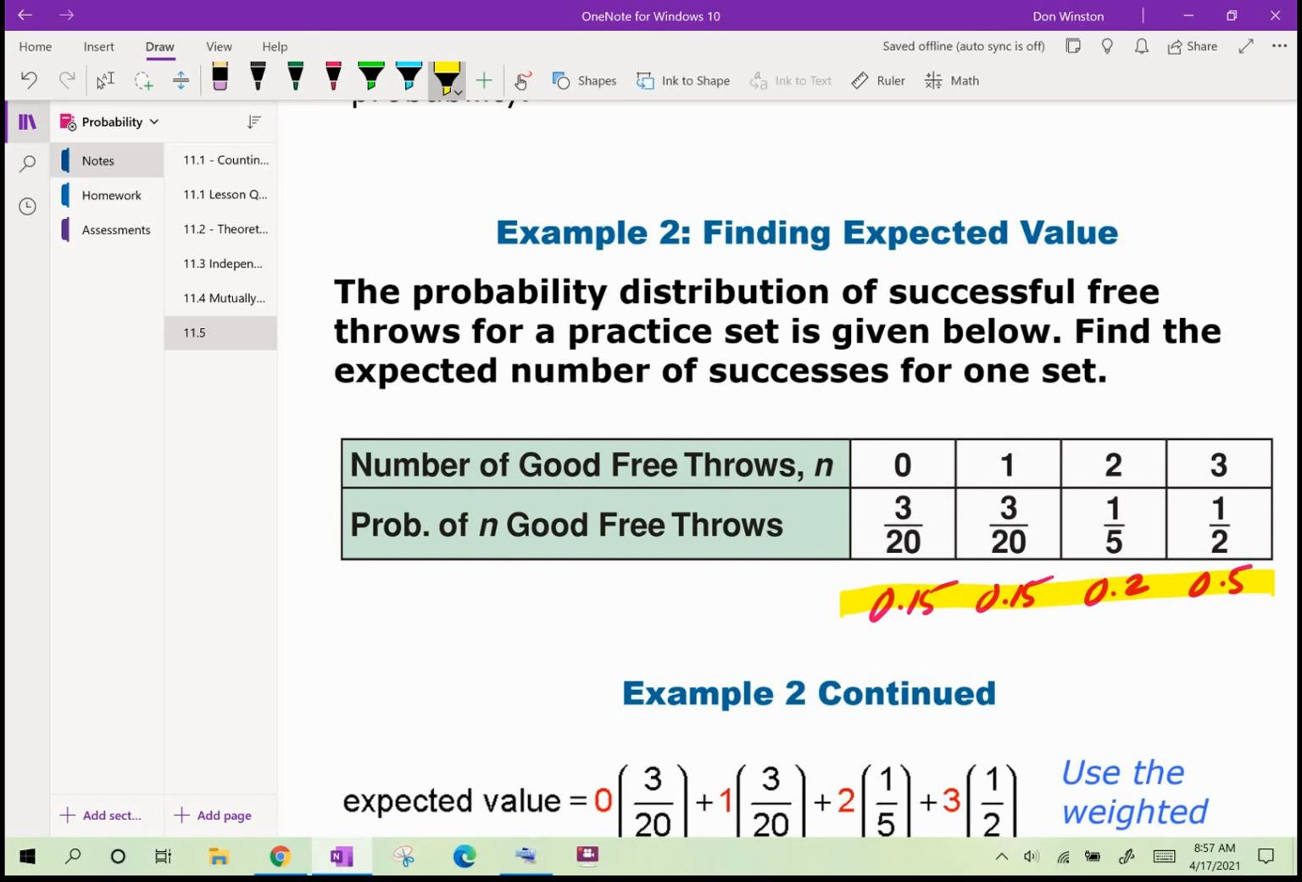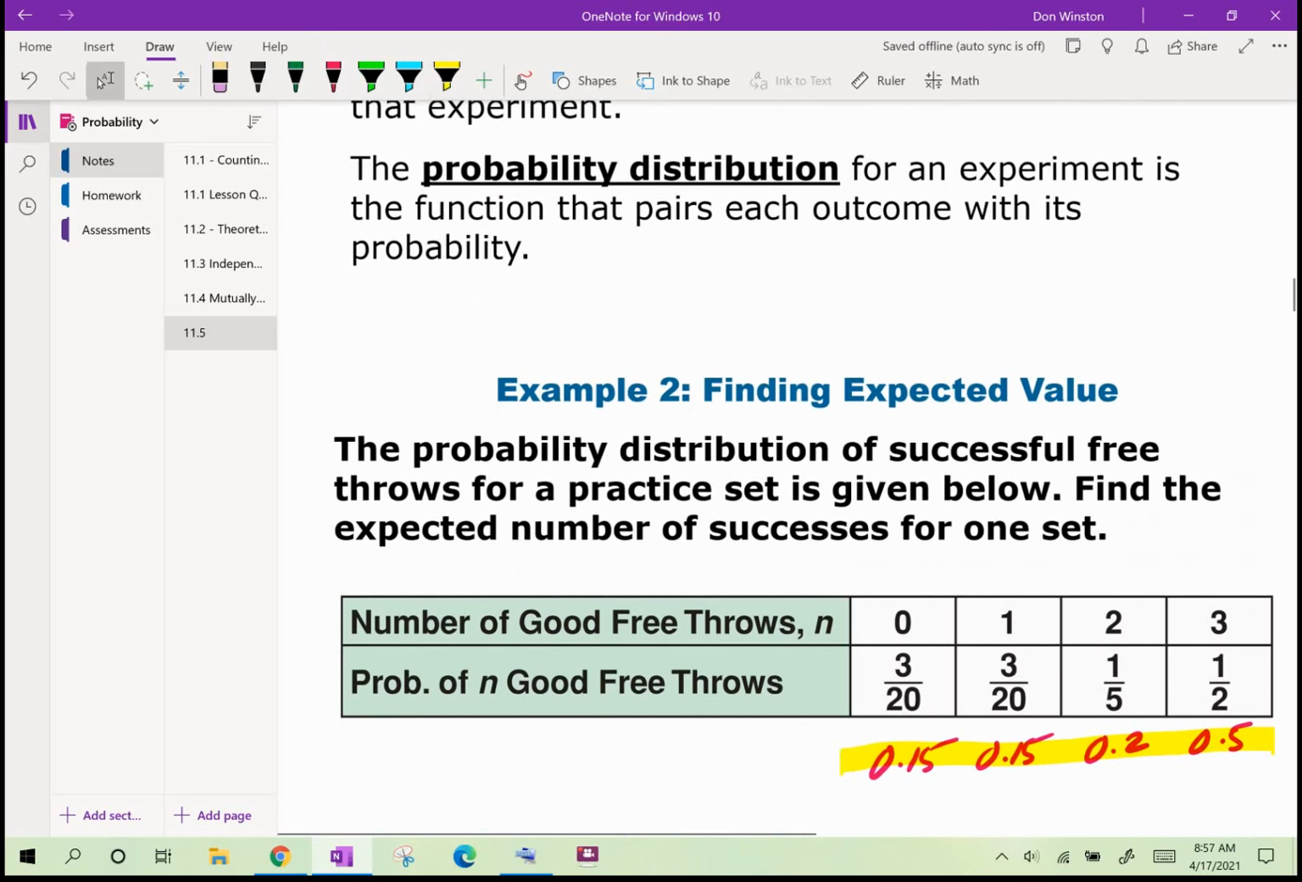Okay? But the probability distribution, to go back, is a function that pairs each outcome of 0 with this probability, 15%. Pairs each outcome 1 with this probability, 15%. Pairs each outcome 2 with this probability, 20%. And then pairs each outcome 3 with this probability, 50%. Right, so that's what a probability distribution is. And in probability distributions, when you add up all the probabilities, they should sum to 1.